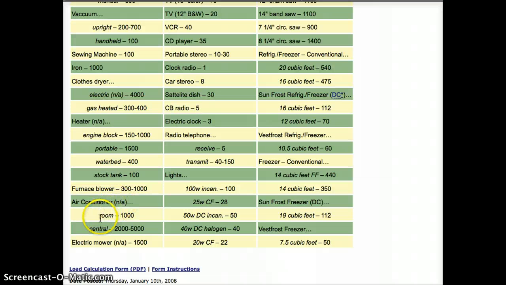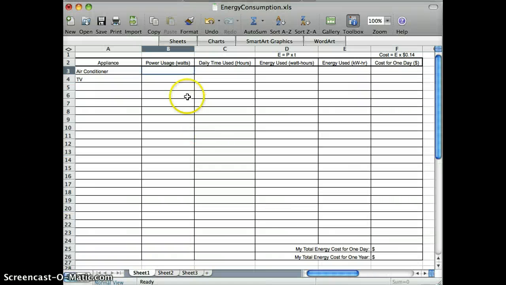And I can see right here I've got my air conditioner. I have two options, the room or the central. We'll say I have central air, so I'll go in the middle there, maybe about 3,000 for my wattage. Okay, the units are already at the top, so we don't need to include those. Now I need to estimate how many hours a day that it's on. It's not running all the time, so I'll say maybe 8 hours.